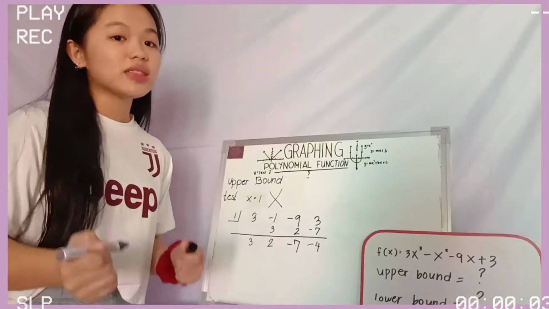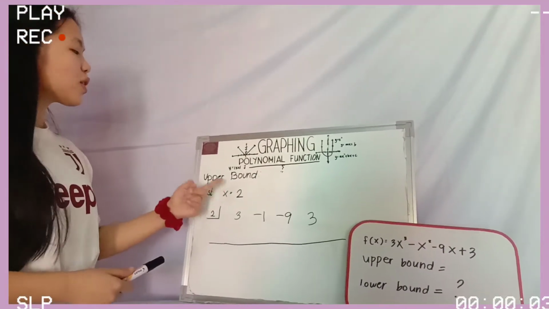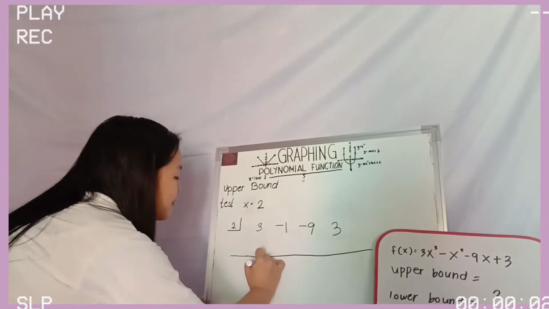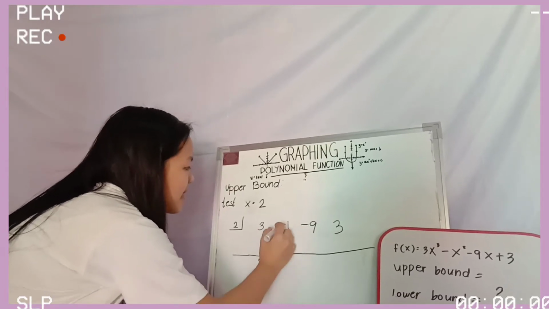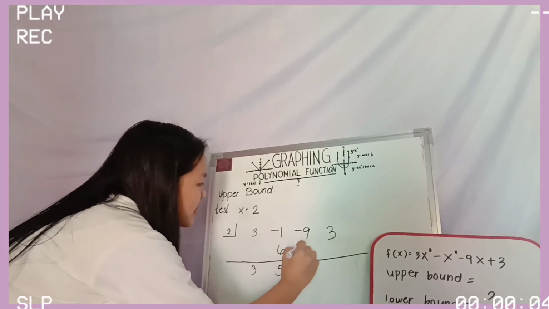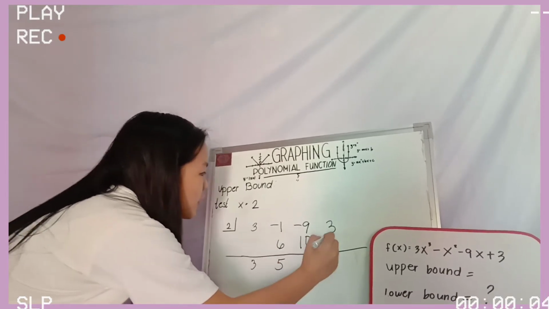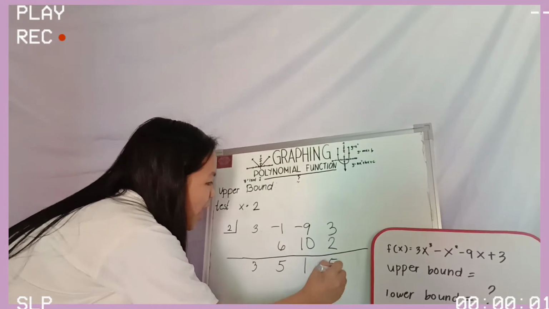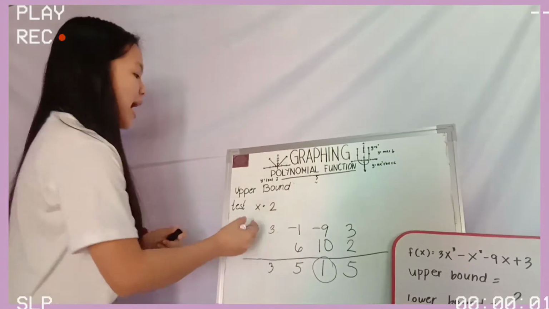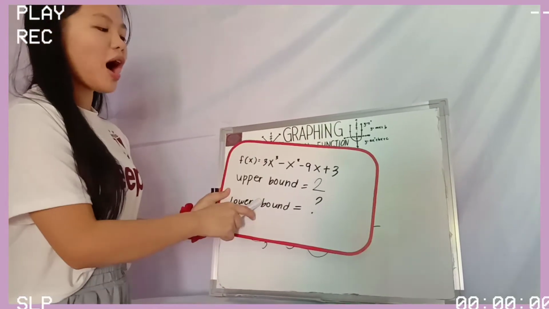So let's test x equals 2. We still need to use synthetic division. Bring down 3, times 2 is 6. Negative 1 plus 6 is 5. 5 times 2 is 10. Negative 9 plus 10 is positive 1. 1 times 2 equals 2. 3 plus 2 equals 5. As you can see, our third line is already positive, so it means our upper bound is 2.